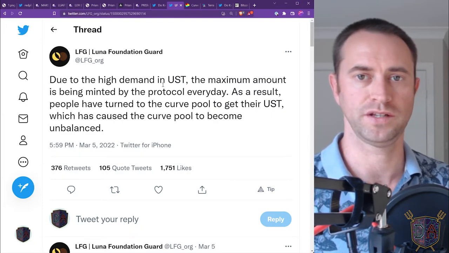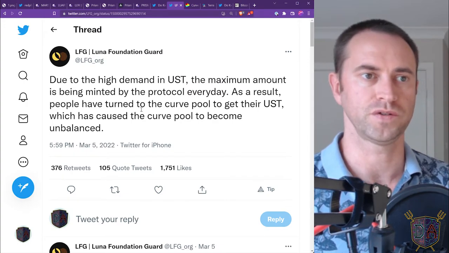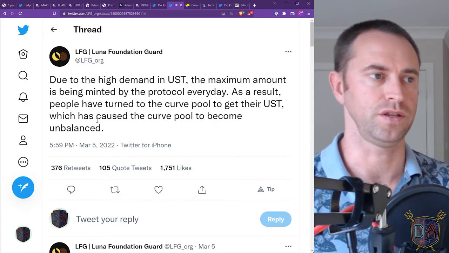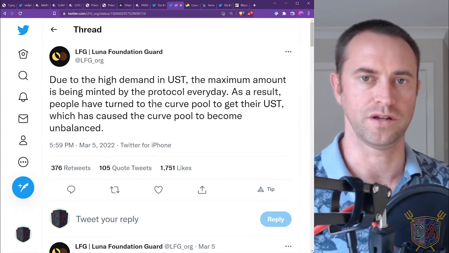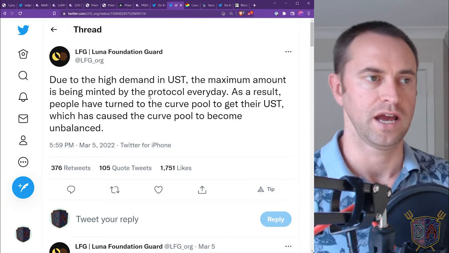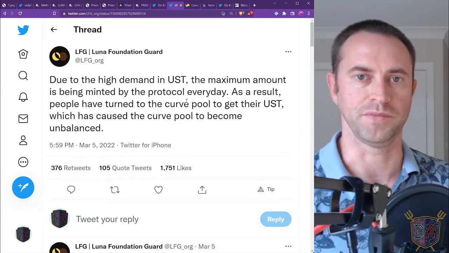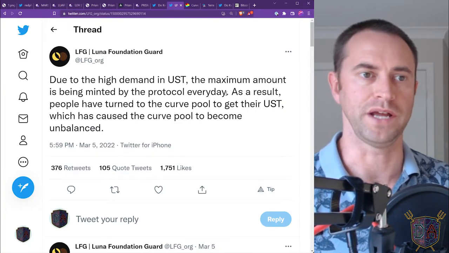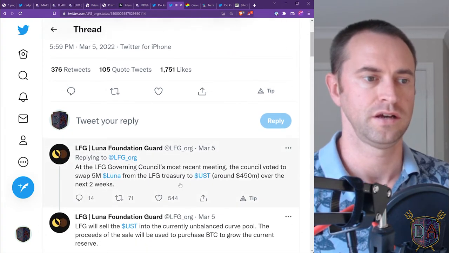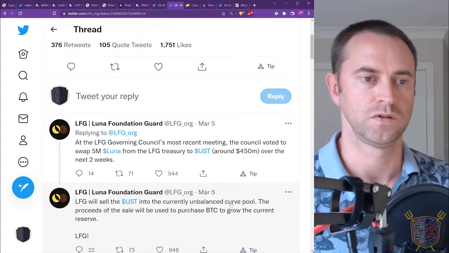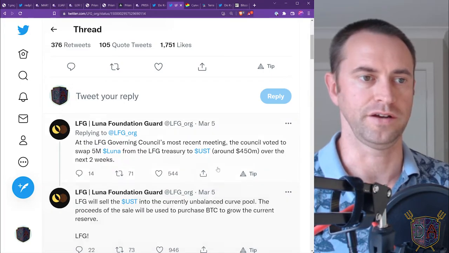They've specified that the UST is in such high demand that the protocol's maxing out how much it can mint. So there's some parameters within the algorithm that allow a certain amount to be minted every day. And we've been bumping into that upper limit day on day for some time now. So the only other place you can get UST is through the curve pool on Ethereum, mainnet Ethereum.